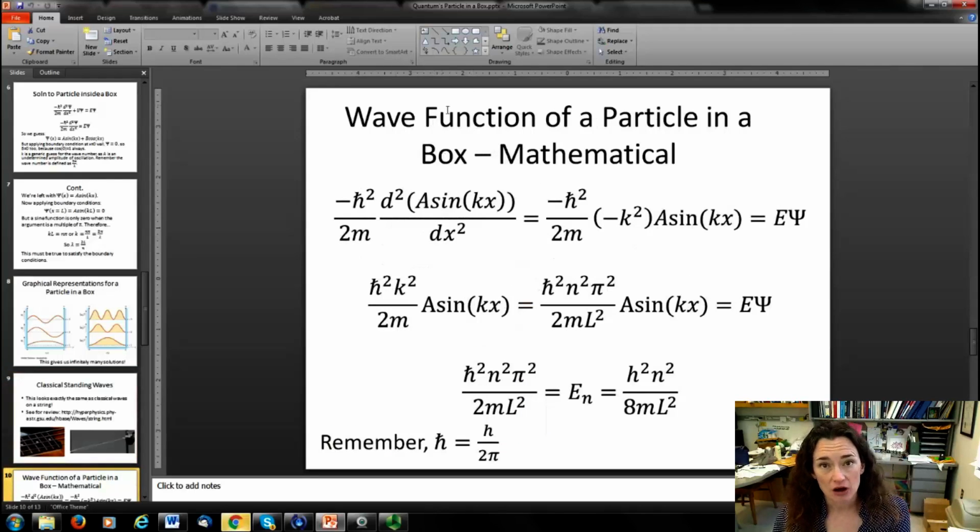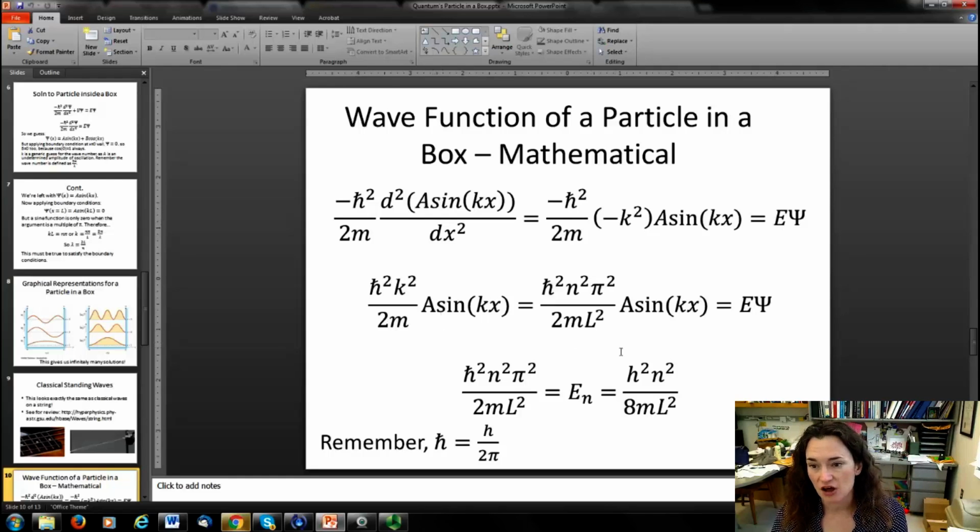Okay, continuing on, let's solve for what our energy values are. We can do that by plugging in our wave function, which we know now, a sine kx, into this little differential equation and solving. If we take two derivatives of a sine kx and then multiply it by minus h bar squared over 2m, then we get minus h bar squared over 2m times minus k squared times my wave function again, and that's equal to E times my wave function.